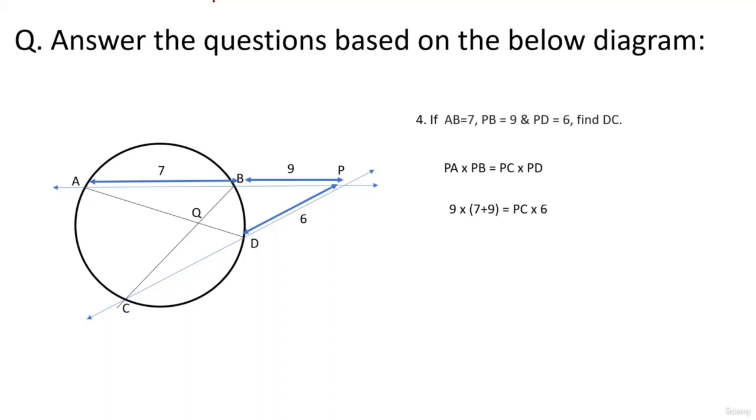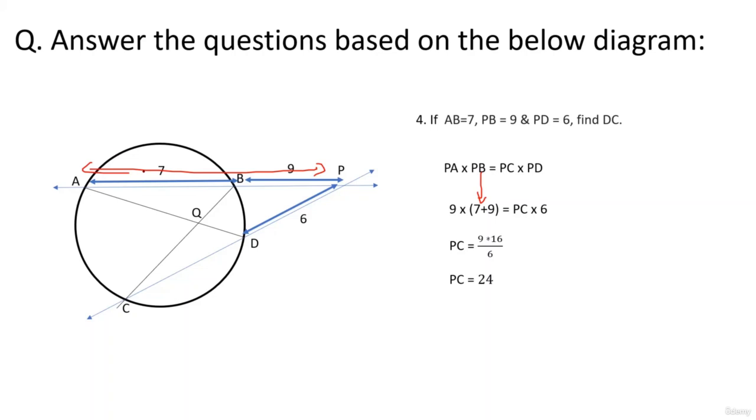In place of PA, we have put 7. Okay guys, what will PB be? PB will be nothing but 7 plus 9. This whole thing will be 7 plus 9, right? The value of PB is 16, and PC we have kept as such, and PD will be 6. So solving this, you get PC equals 9 into 16 by 6. So PC is 24. Is that the required answer?